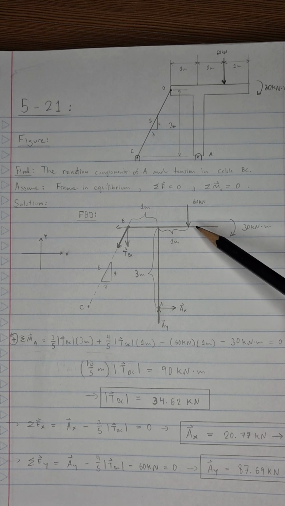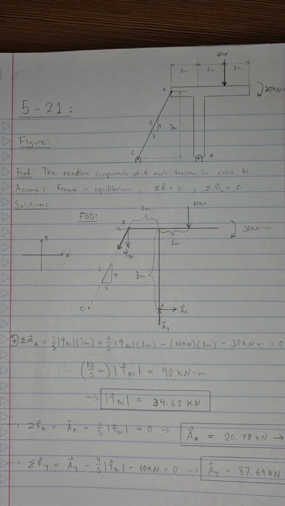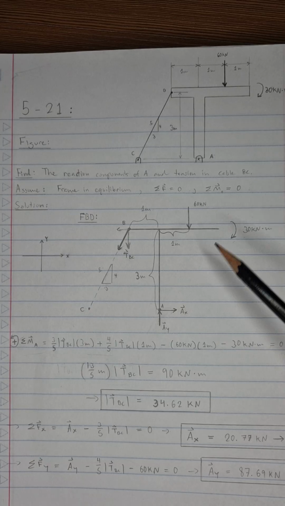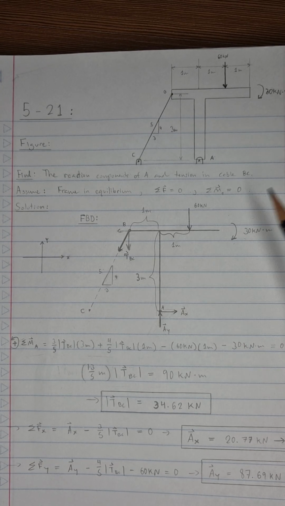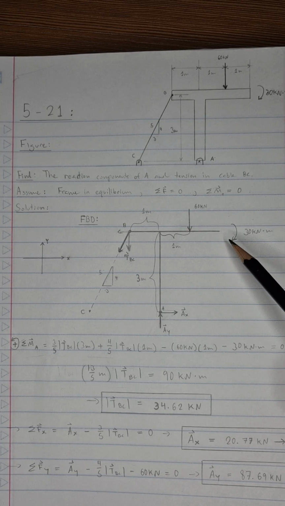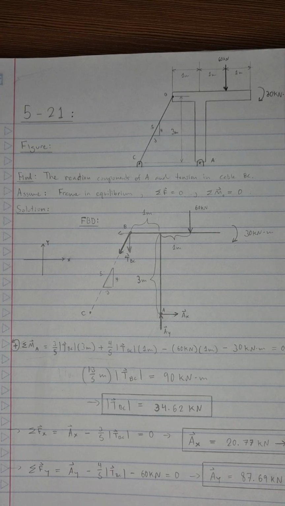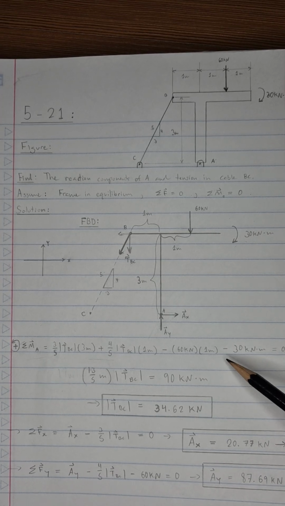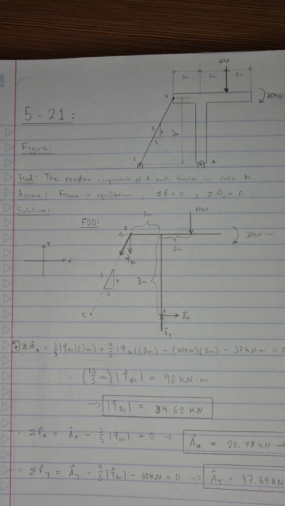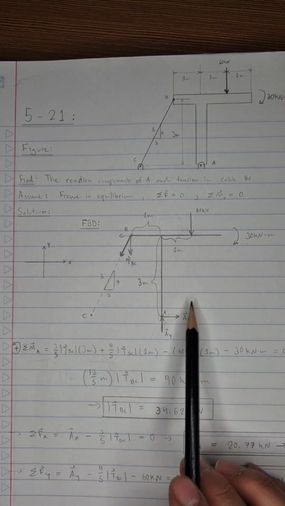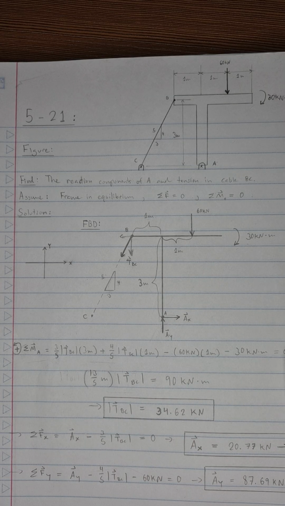And then looking at the 60 kilonewton force, that's going to create a clockwise moment about point A, which is going to be negative, and its moment arm is 1 meter. And finally, if we look at that applied moment of 30 kilonewton meters, that's a clockwise moment, and that also will have a negative sign associated with it. And since the frame is in equilibrium, we know that the summation of these moments must be equal to 0.